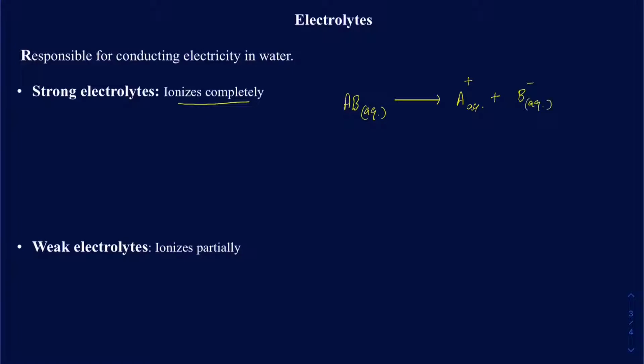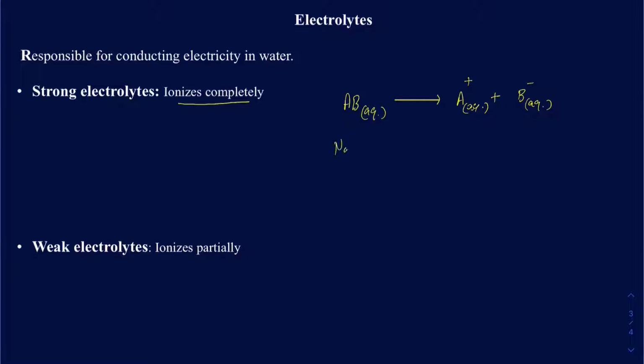So one way to identify if a given equation belongs to a strong electrolyte is by looking at how it's written out. If you have the starting material, which in this case is AB, and the reaction arrow just going one way and it's making the ions, that means it has been broken into the ions completely. So let me take a real life example.